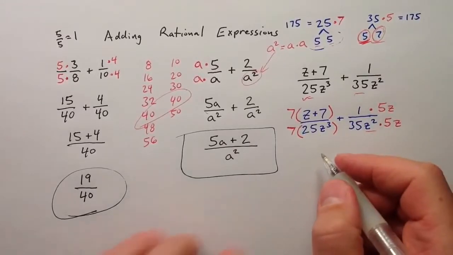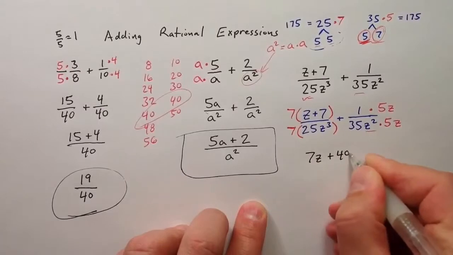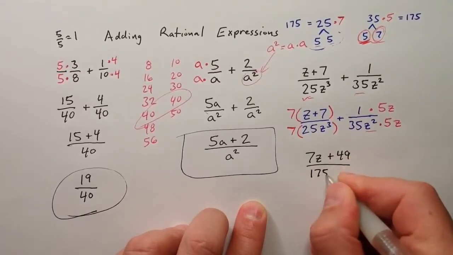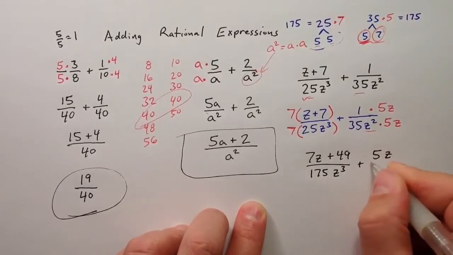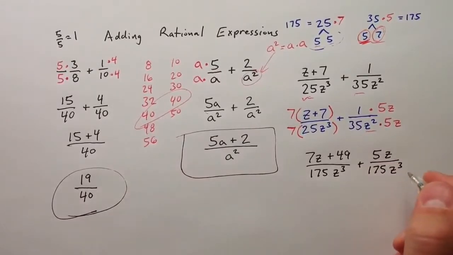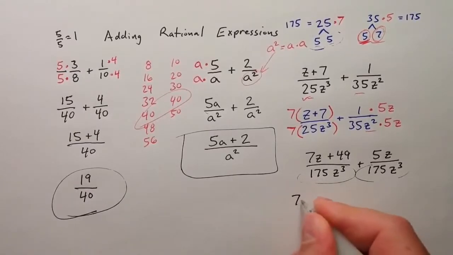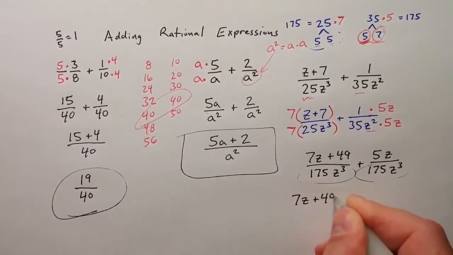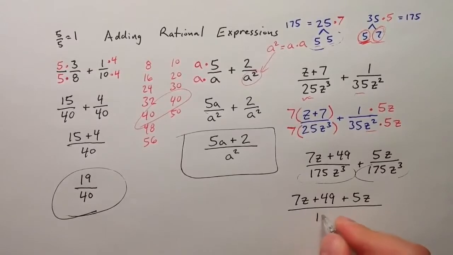So let's do that. If I multiply across, I get 7z plus 49 over 175z cubed plus 5z divided by 175z cubed. So now I can add the numerators together because the denominators now match. I can add the numerators. I get 7z plus 49 plus 5z divided by that common denominator that we found, 175z cubed.